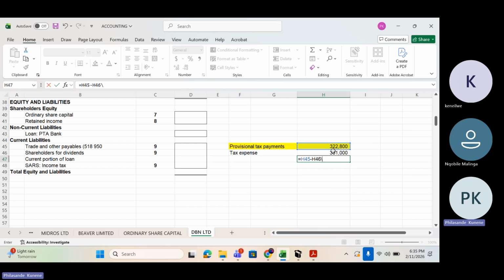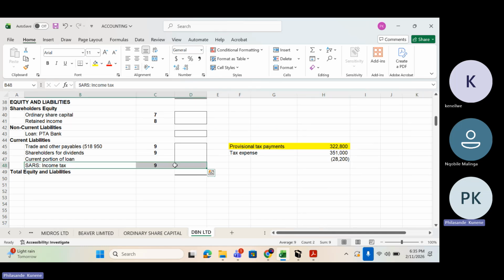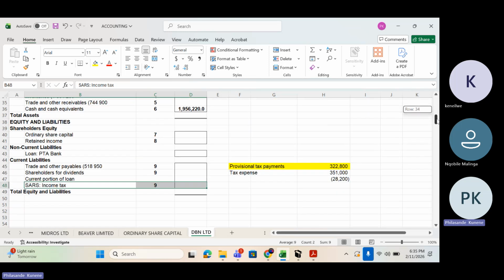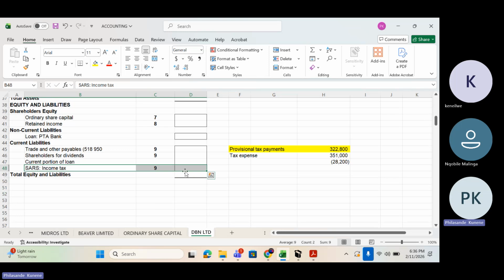So we're owing how much? We owe 28,200. This is going to be a liability. By the way, this is the format that you're going to find on your answer sheet. It is on the answer sheet.